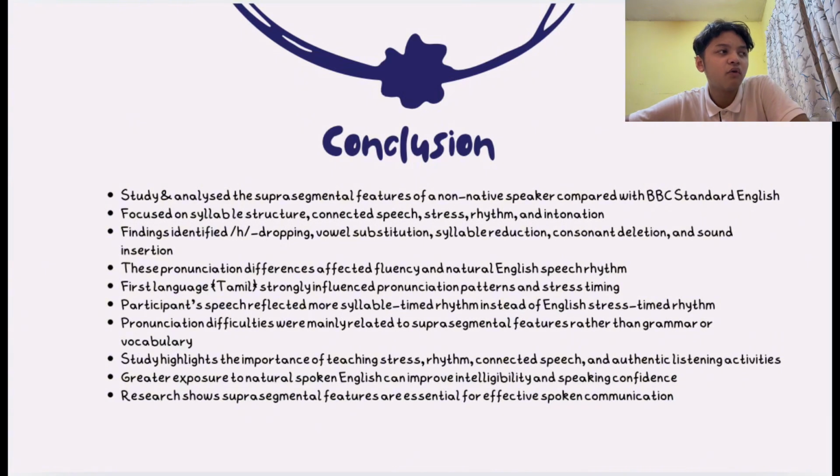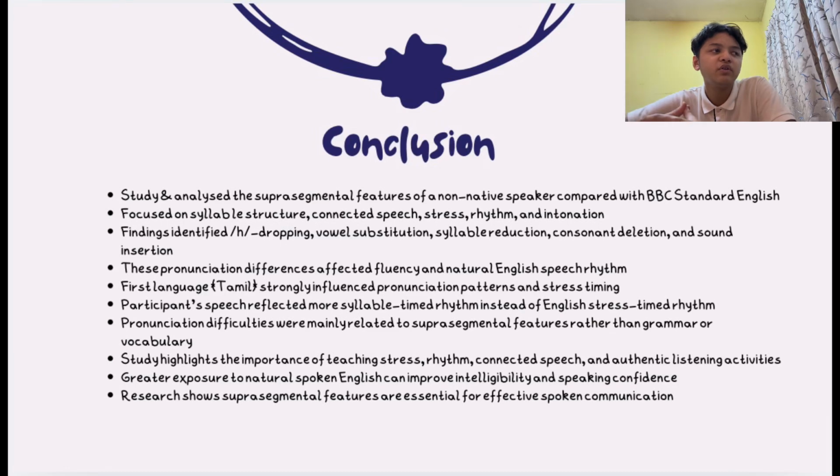The study also confirmed that first language influence, particularly from Tamil phonology, strongly affects English pronunciation, since English is stress-timed while Tamil is more syllable-timed. The participant's speech often sounded overly articulated or simplified compared to native English pronunciation. In addition, the findings highlight the importance of teaching suprasegmental features in English learning.